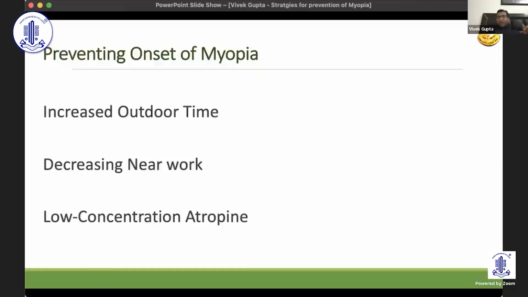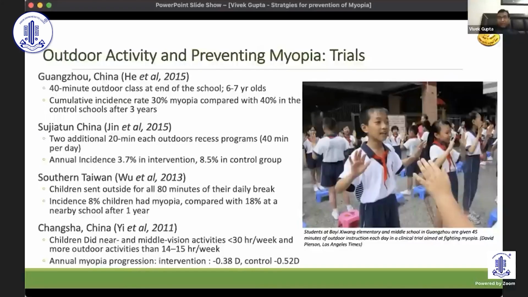And these are also evident if you look at the Chinese National Program for Prevention of Childhood Myopia. They have a national level program right now. Some of the trials on this: the trial in Guangzhou, China, had a 40-minute outdoor class at the end of school in children aged 6 to 7 years. There was a cumulative incidence rate of myopia of 30% in the intervention group compared to 40% in the control group, so an absolute reduction of 10%.